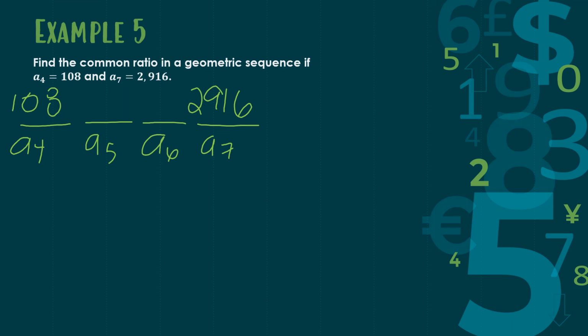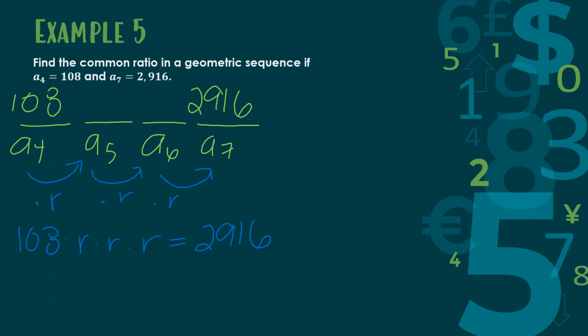So what I want you to think about is you know the 4th term, you know the 7th term, and you know it is geometric. So that means we are multiplying by the common ratio. And I would have to multiply by it once to get from the 4th term to the 5th term, a second time to get from the 5th to the 6th term, and then finally one more time to get from the 6th term to the 7th term. So essentially we're starting with 108, we're multiplying by the common ratio 3 times, and that should give us the 2,916.